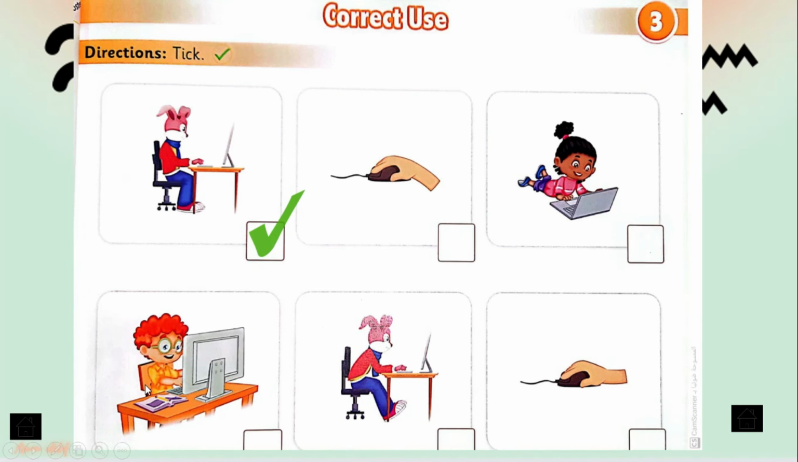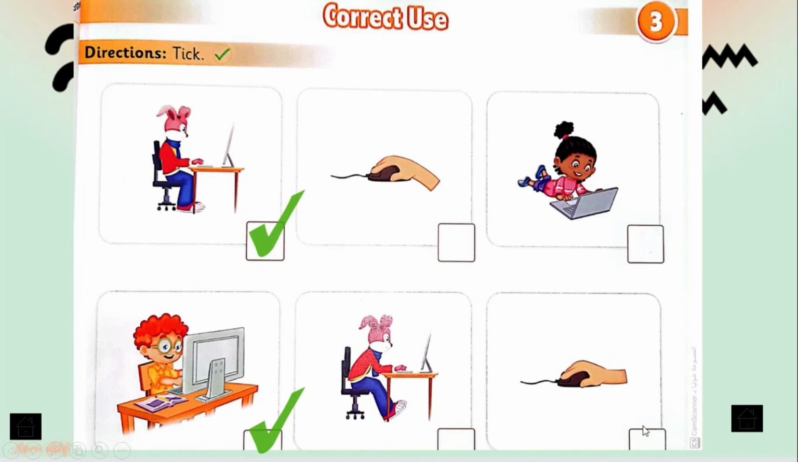Okay, what about this boy? Yes, his back is straight. He is looking at his computer in a straight direction. Excellent. This one, he is using the computer in the correct way. Okay, what about this one? No, of course, he hurts his back and also his leg. So this one is not using the computer correctly.